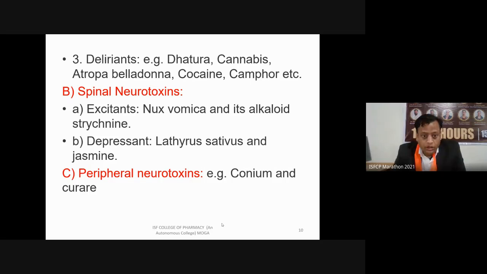So the neurotoxins are further categorized into a third category, that is peripheral neurotoxins. So peripheral neurotoxins include conium and curare. So these are peripheral neurotoxins.